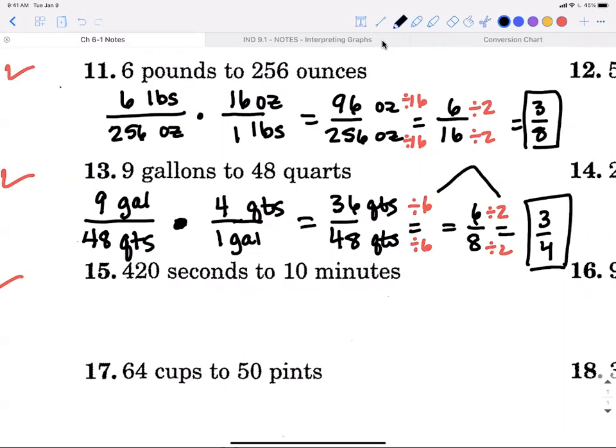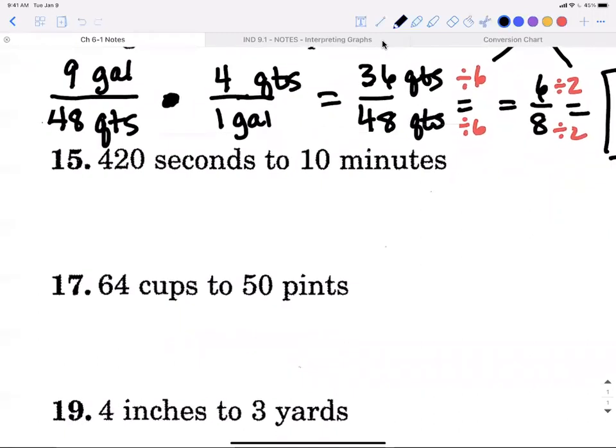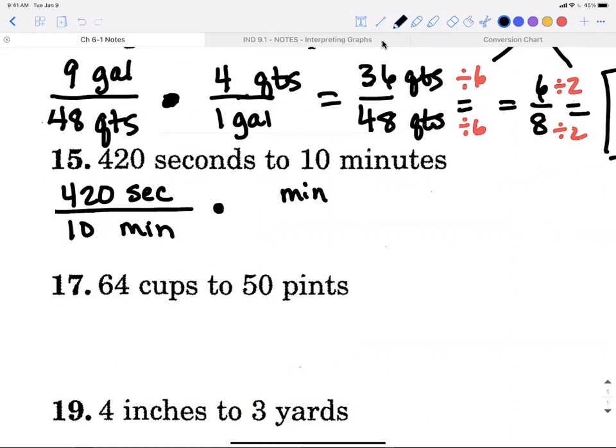Good. All right. I do want to do a seconds and minutes. Now that's not on your conversion chart, but I think you guys can handle this. So let's set it up first as our fraction. So it's 420 seconds over 10 minutes. Okay, that's our first step. First, let me put minutes up top and seconds on the bottom. Which one's bigger? Minutes. So I want my 1 on my bigger one. And then how many seconds is in 1 minute? 60. Good.